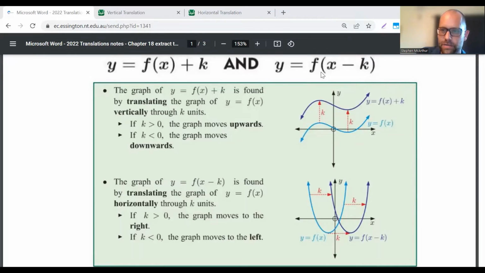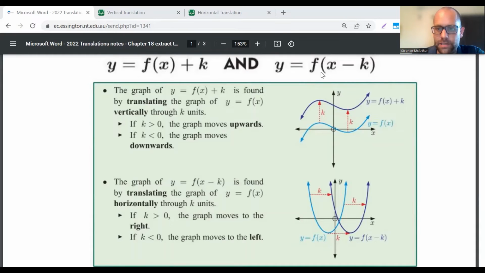We just need to add something on to the very end. So let's make sure we get the language right. Y is equal to f of x plus k translates the graph of y equals f of x vertically k units. If k is positive, greater than 0, it moves up. If k is negative or less than 0, it moves down.